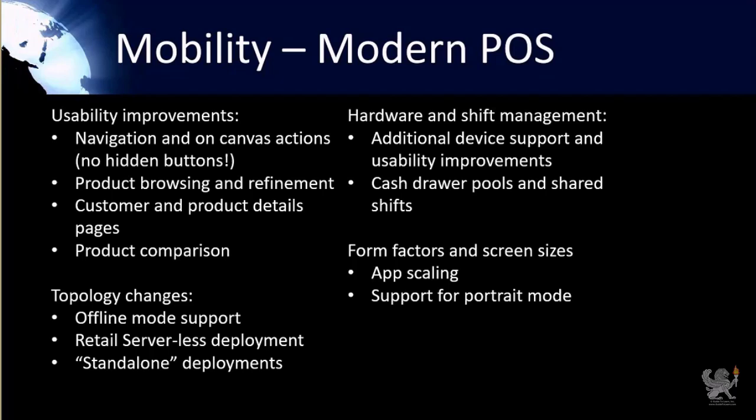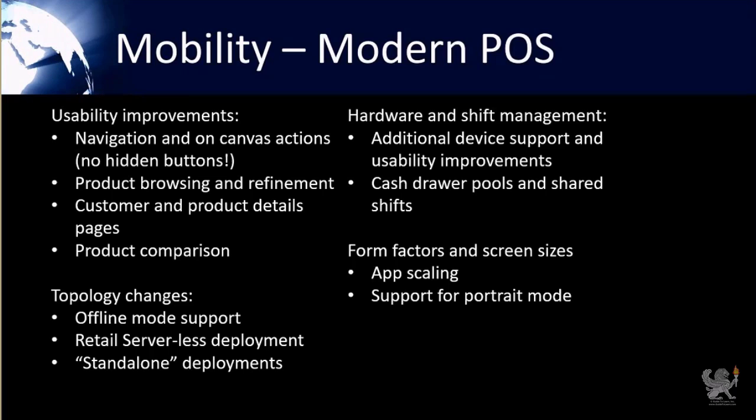Next is around topology changes. One of the key things that was missing in the R3 time period was offline support. We know how important this is for retailers, and we weren't able to deliver on that in the R3 beta time period, but offline support is included in CU8. As we go into more details about that too, I'll explain how we do that.